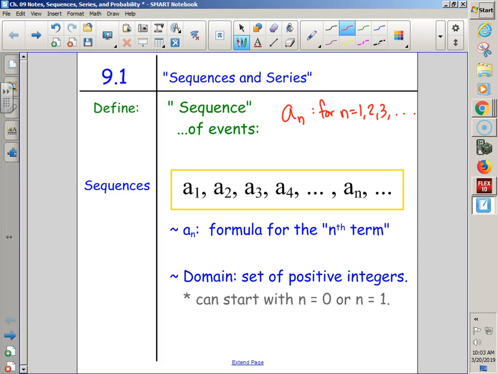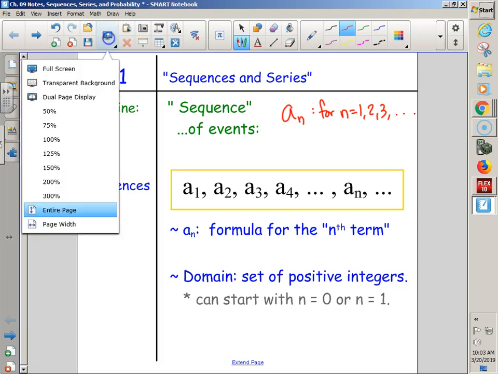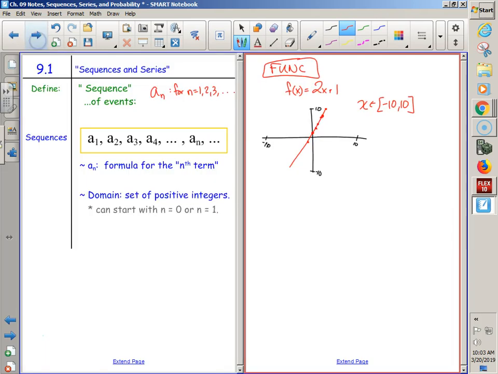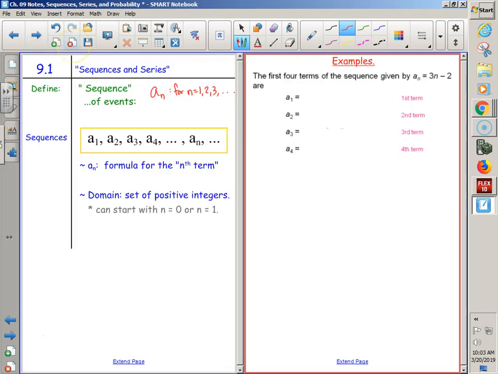So in sequence mode, it's going to look weird. We'll talk about this a little bit more, but can you go ahead and put in this example? I think it's on the next page. Oh, let's get rid of that one. This one. Do you see the formula? A sub n is equal to 3n minus 2. Wait, have you played around in your y equals? Things look weird, right? Do you see a's? No. What do you see?